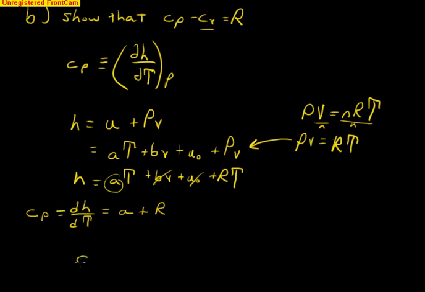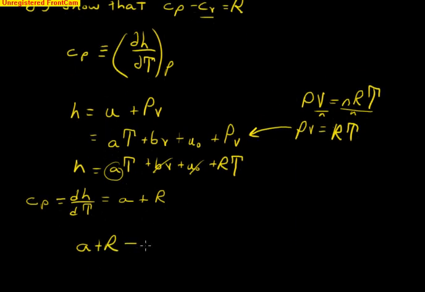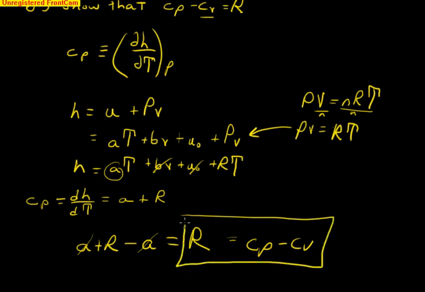So we got A plus R minus what was CV? CV was A. Hence, we have shown R is equal to CP minus CV. QED.